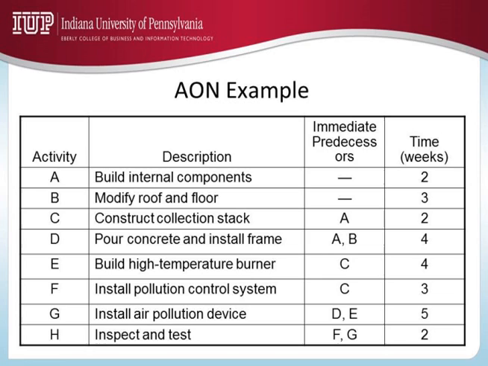So you can see the immediate predecessors for all the 8 activities, and among those 8, the first 2 do not have any immediate predecessors. They can be started right away at time 0 of the project. Now the last column tells us how long it takes for each activity if they are done independently. So activity A takes 2 weeks, B takes 3 weeks, and so on.